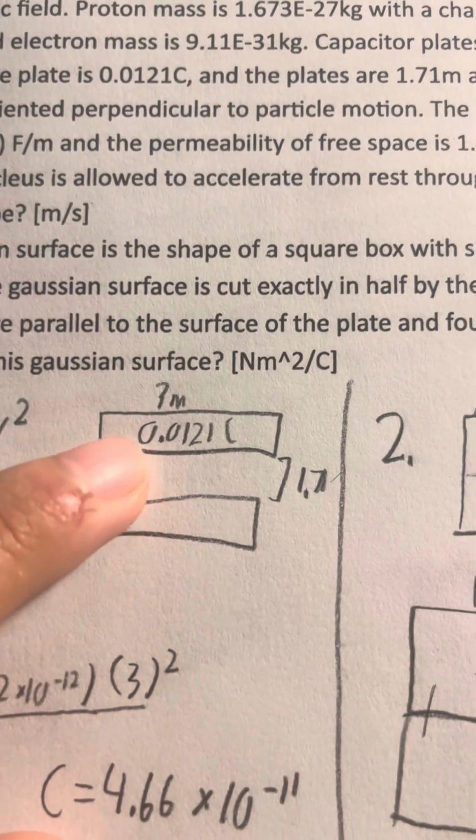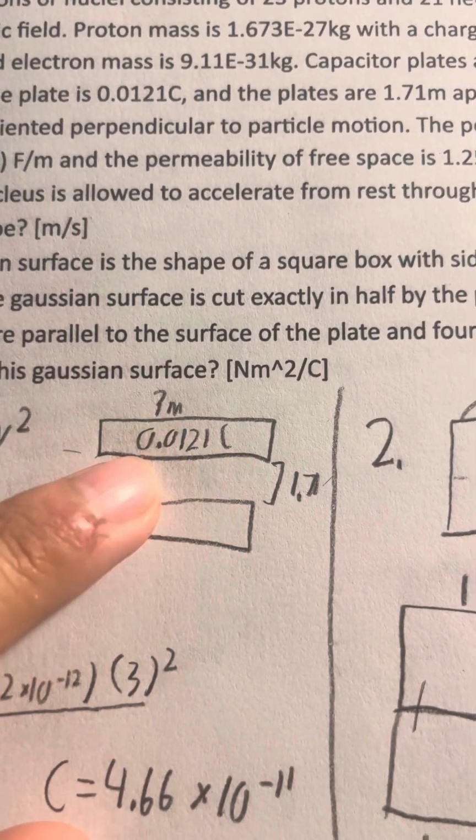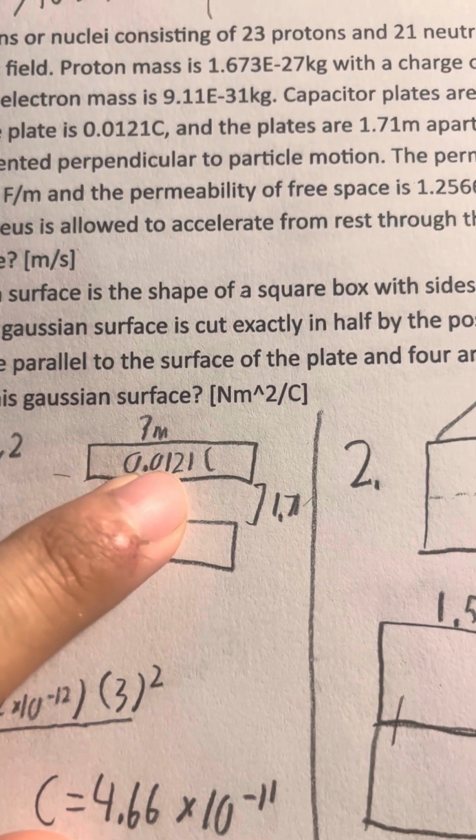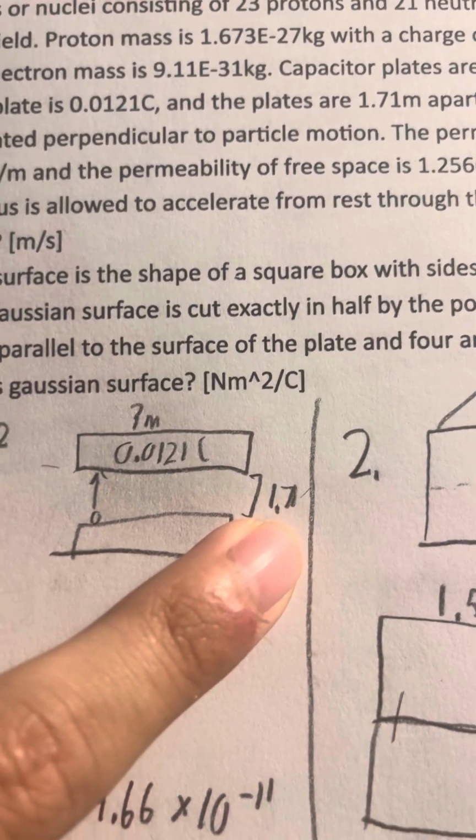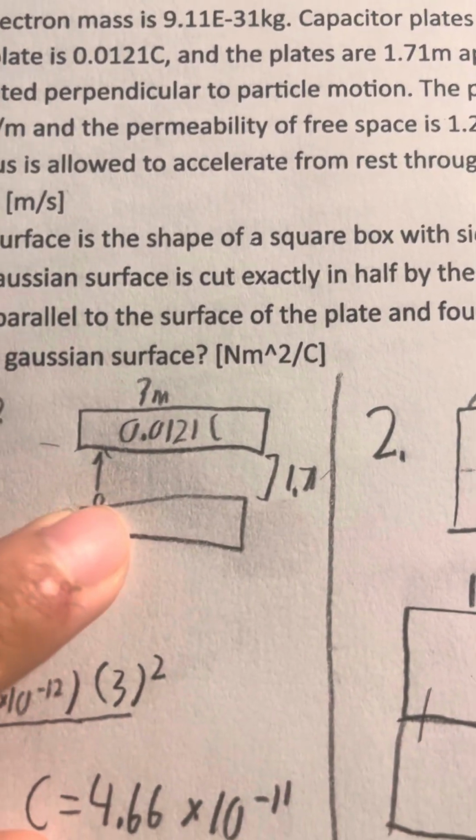And here I have our little diagram. The capacitor is 3 meters long, has a charge of 0.0121, and the plates are 1.71 meters apart. And here's our little nucleus, just to draw a diagram.